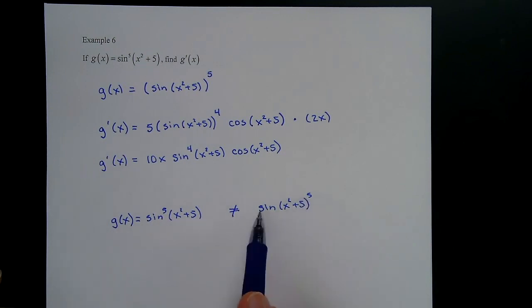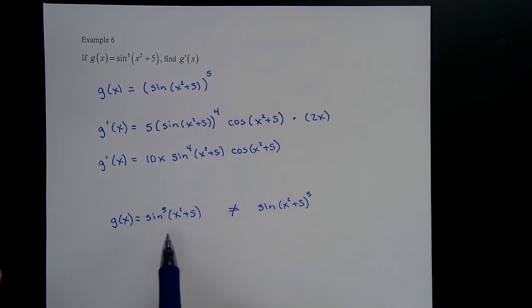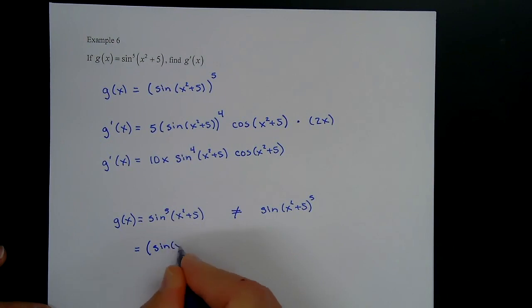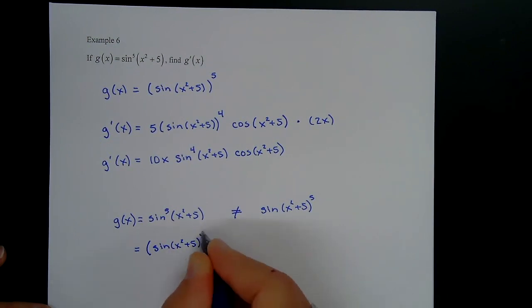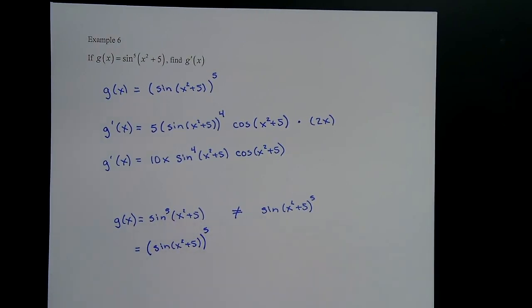This one, we're not taking the sine to the 5th power. We're only taking x squared plus 5 to the 5th power. This one, we're taking sine to the 5th power. Now, this one could be rewritten as this: parenthesis, sine of x squared plus 5, close the parenthesis, close another parenthesis, and then raise it to the 5th power. Now, these two are the same.